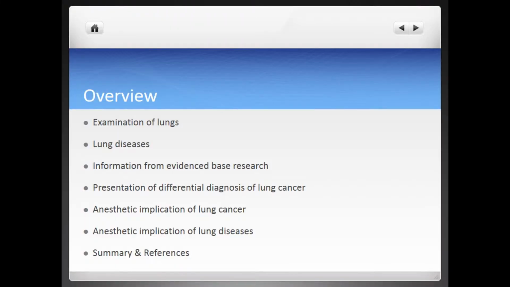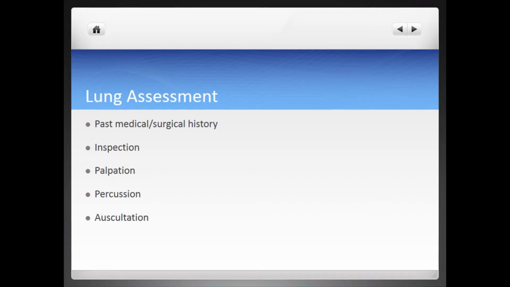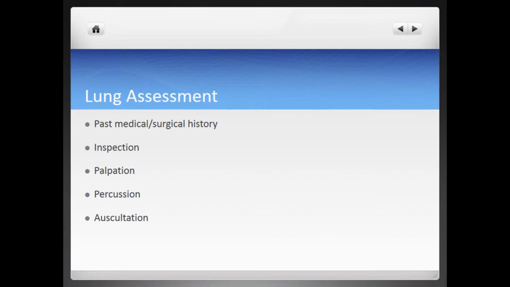The presentation will cover the examination of the lungs, lung diseases, information from evidence-based research, presentation of differential diagnosis of lung cancer, anesthetic implications of lung cancer, anesthetic implications of lung diseases, and we'll just show our summary and references. And for our lung assessment, we will go over the past medical surgical history, inspection, palpation, percussion, auscultation.